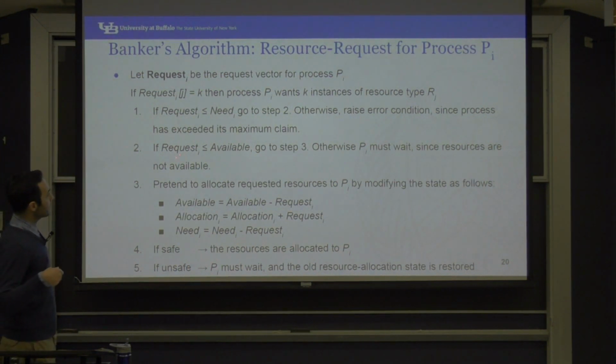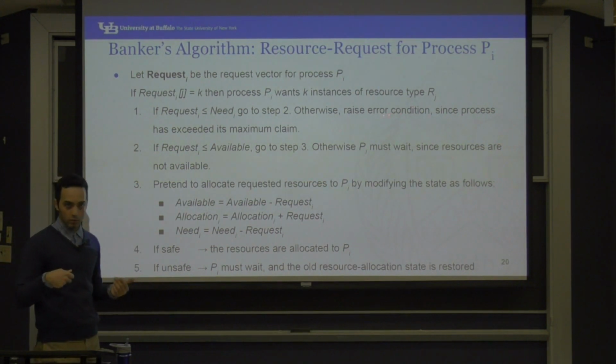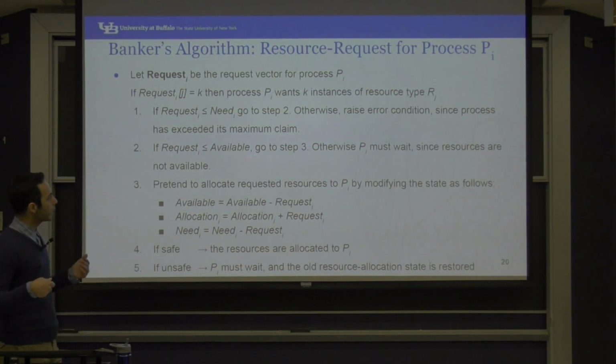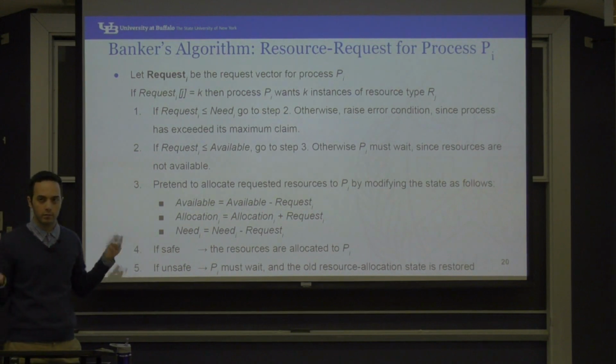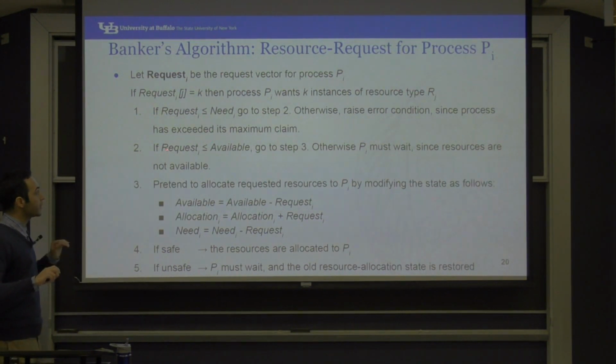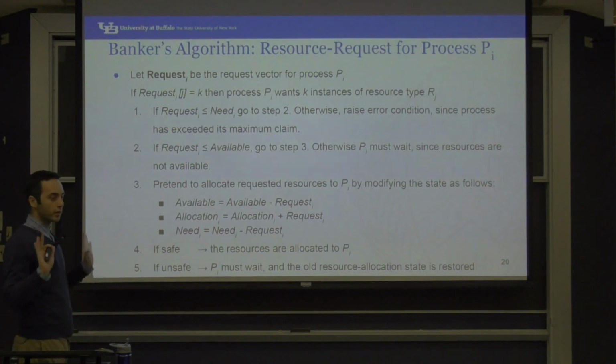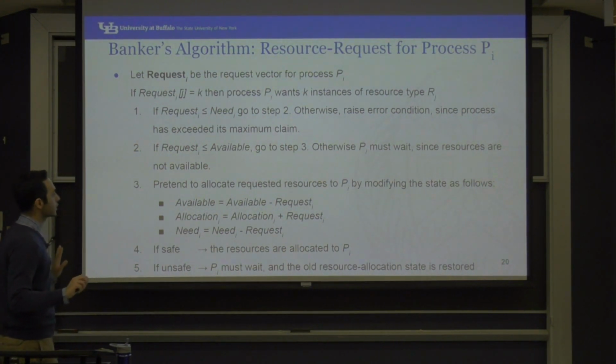Now, if the request is less than available, it's possible, right? Then we can go to the next step. Otherwise, if we don't have the available resources anyways, they have to wait. That's for sure. But if the request is less than available, still, it's not guaranteed. We still should be a little bit more conservative.